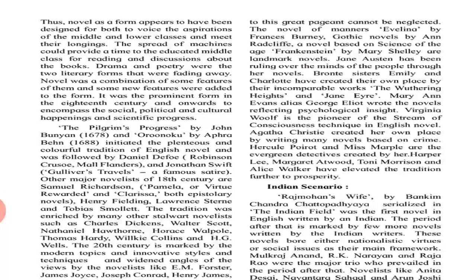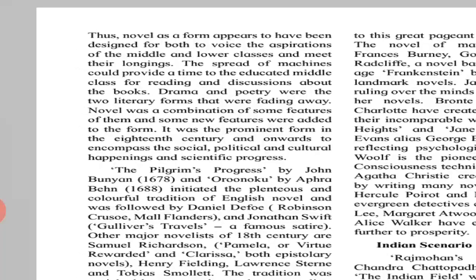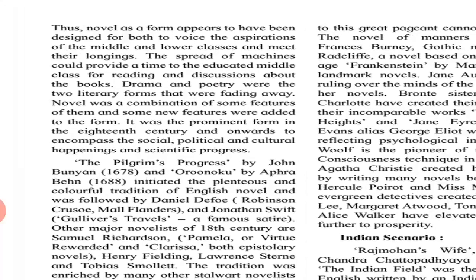Thus, the novel as a form appears to have been designed to voice the aspirations of the middle and lower classes and meet their longing. The spread of machines provided time to the educated middle class for reading and discussion about books. Drama and poetry were the two literary forms that were fading away.